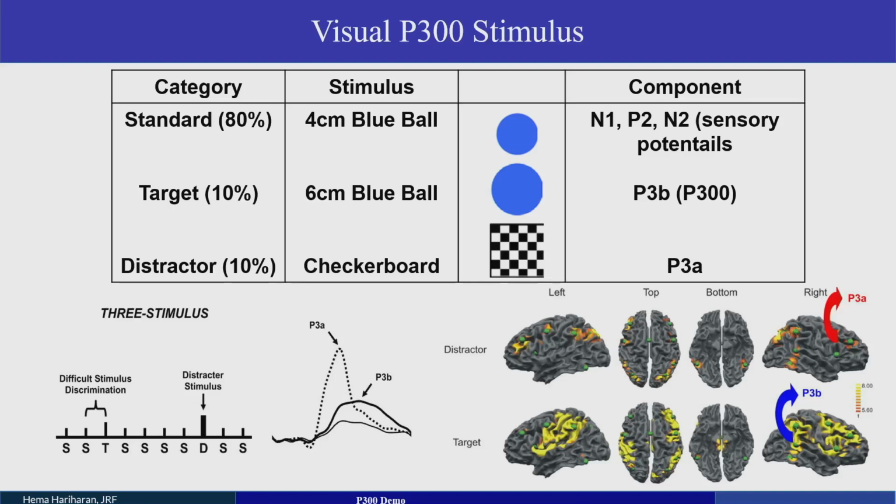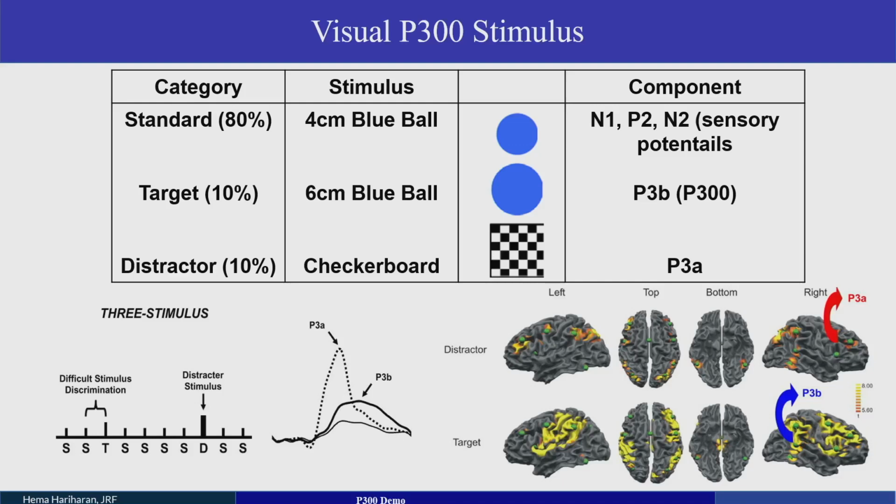One is the standard. For example, if we want 1,000 stimuli in total, 800 of them will be this 4 centimeter blue ball, the small sized ball. That will give the N1 P2 complex responses. It is just to check whether our visual cortex is working properly. So that is for the standard. Next is the target.